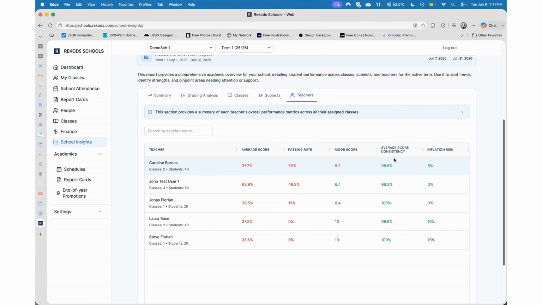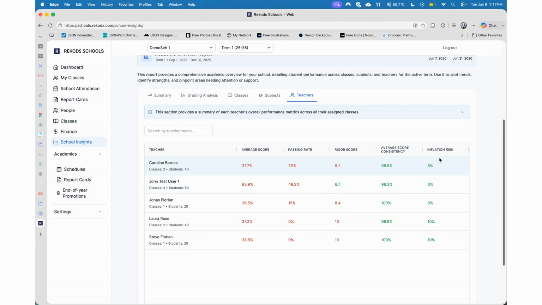A teacher with low consistency, strong in one class, weaker in another, might be stretched across too many subjects, might have a particularly challenging cohort in one section, or might be someone who would benefit from a conversation about what's working and what isn't. The inflation risk metric is one to handle carefully.